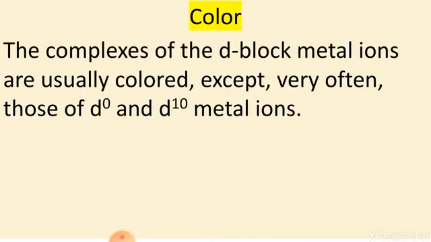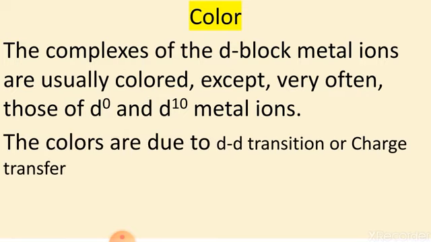Most of the compounds of transition elements are colored in the solid state or in solution phase. This is due to the presence of unpaired electrons in their d orbitals, that is, incompletely filled d orbitals. Now let us focus on the complexes of d block elements. These metal ions are also colored, except very often those of d0 and d10 metal ions, that is, the configurations having d0 and d10 are colorless. The rest of the d block elements having d1 to d9 electrons are colorful. The color is due to either d-d transition or charge transfer spectra.